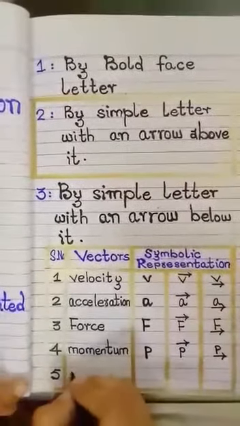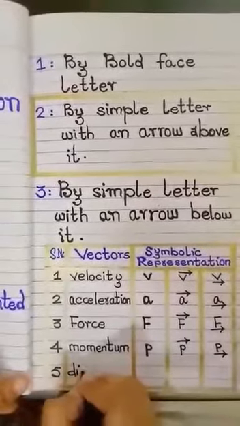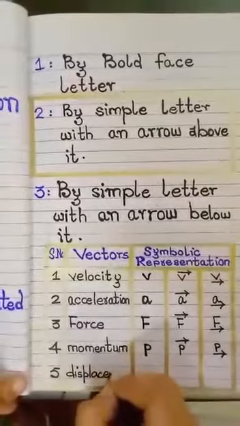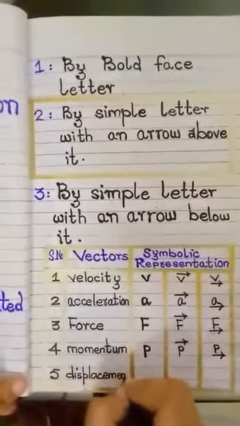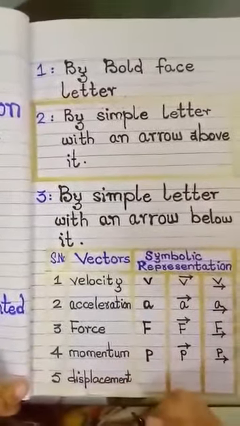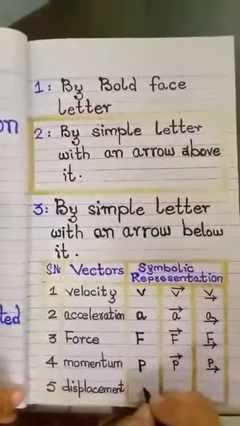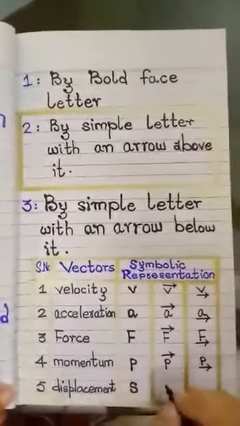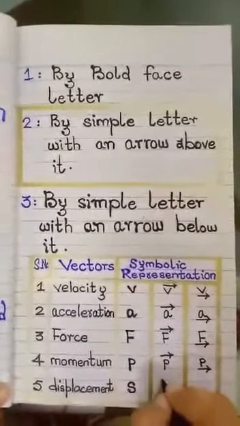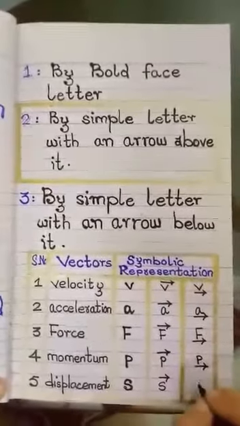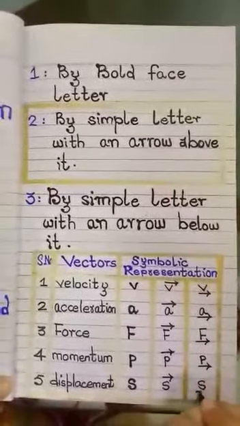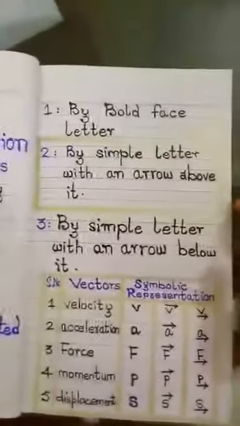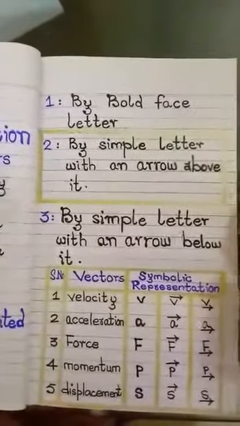The next example is the displacement. We denote the displacement either with the capital bold face letter, with a simple capital S with an arrow over it, or simple S with the arrow below it. Students, this lecture ends here.